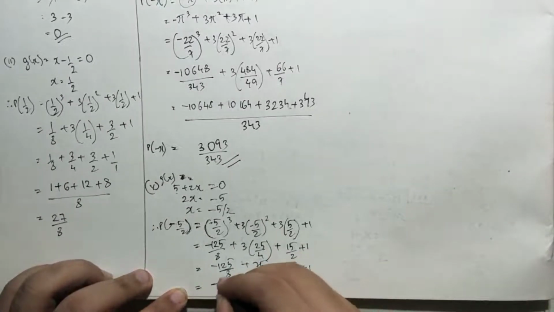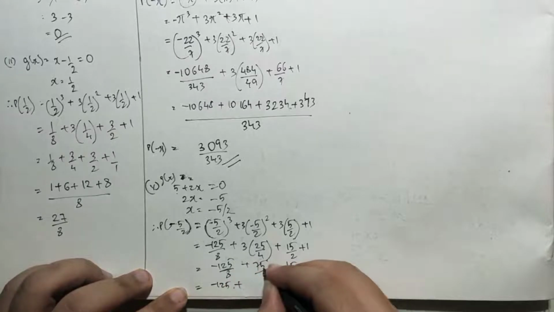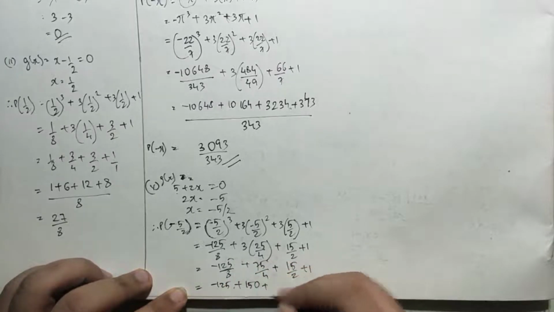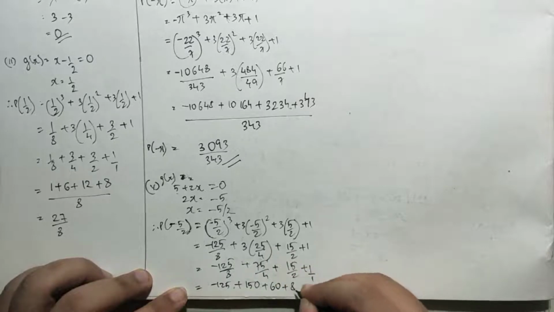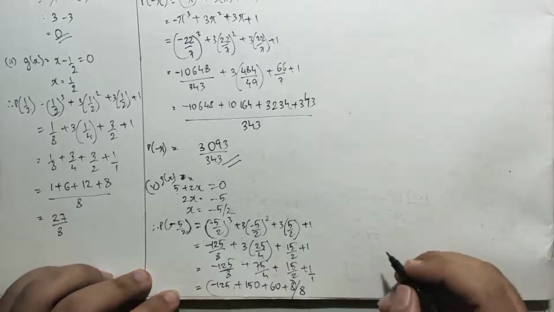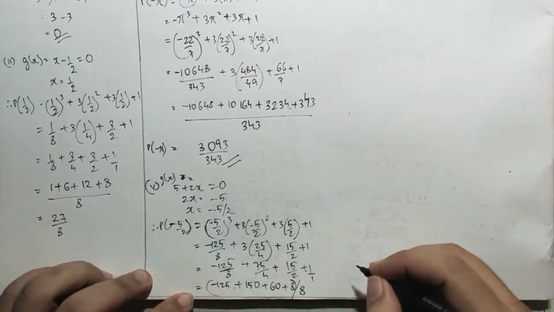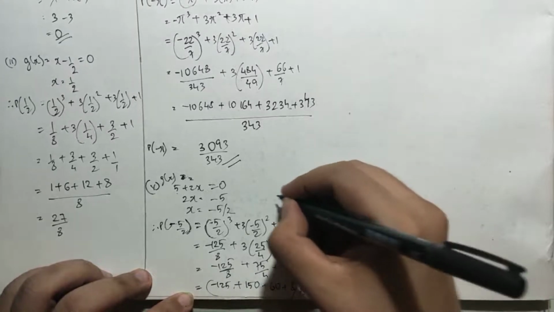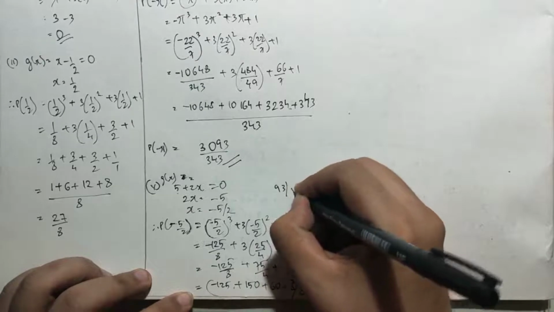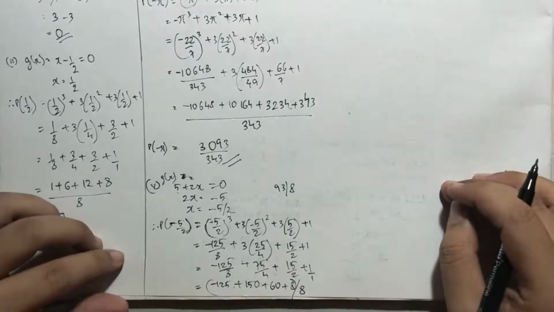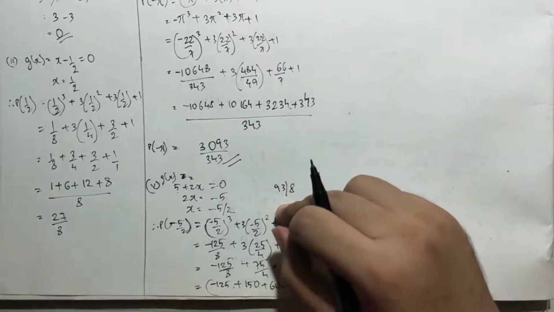8 is the LCM, so minus 125. This will get multiplied by 2, that is 150. Plus this will get multiplied by 4, plus 60. This will get multiplied by 8, that is 8. Whole divide by 8. So your final answer would be minus 125 plus 150 is plus 25, plus 60, that is plus 85, plus 8, that is 93 by 8. The final answer would be 93 by 8. This is the remainder in the final question, 93 by 8.